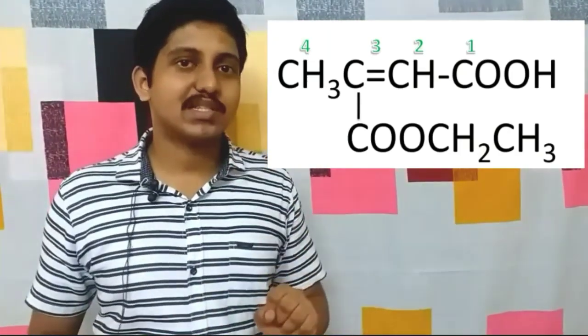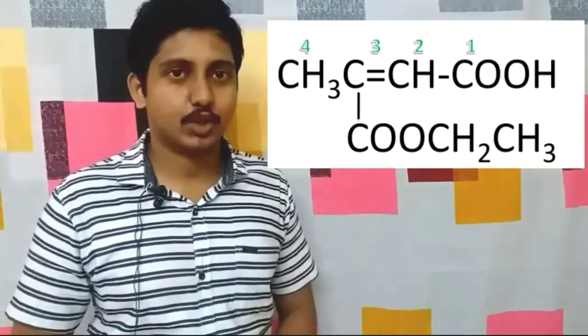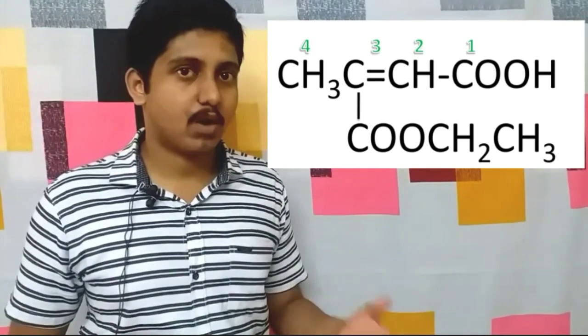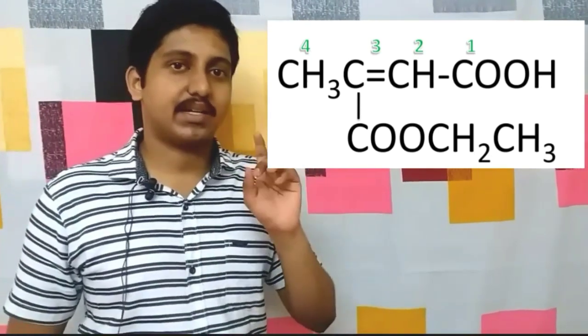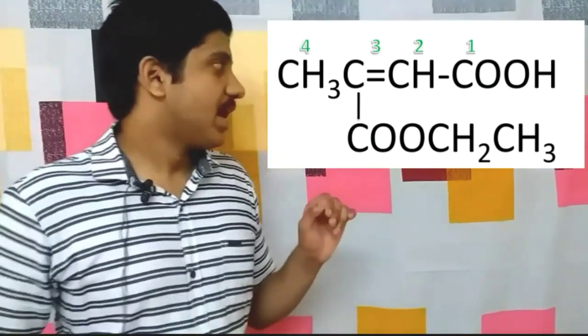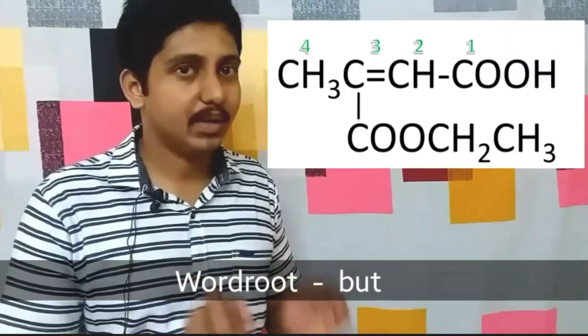Let's look at this example. First of all, we have to choose the longest carbon chain which contains the functional group. Here we have two functional groups, acid and an ester. Since acid has more preference over esters, its carbon is given the number 1. That is the least number. And hence the longest chain will have 4 carbon atoms, and hence our word root will be but.